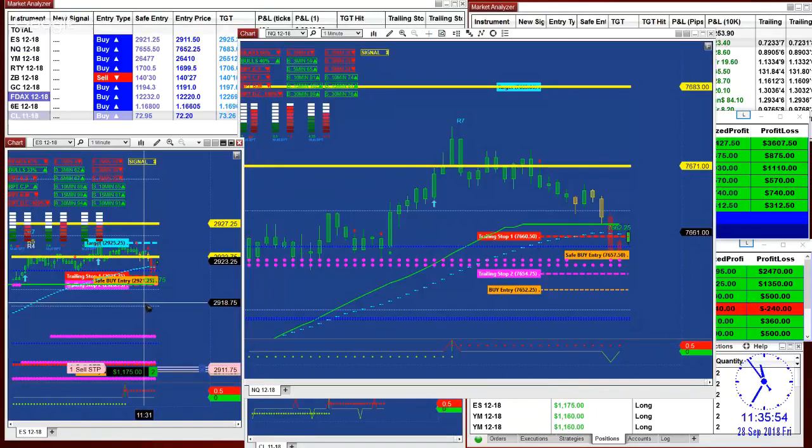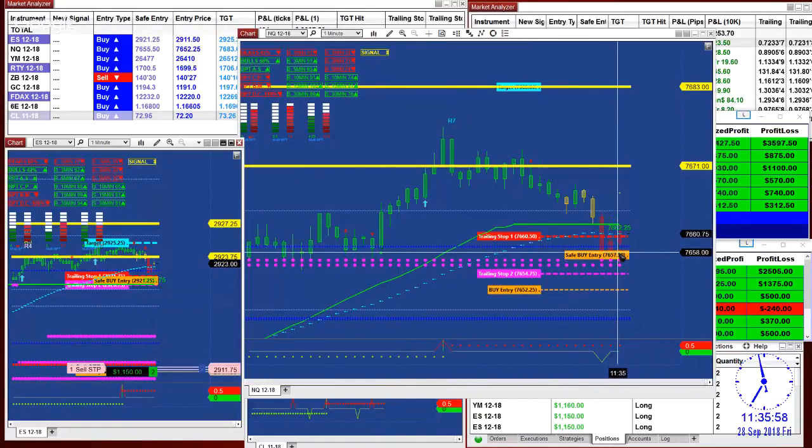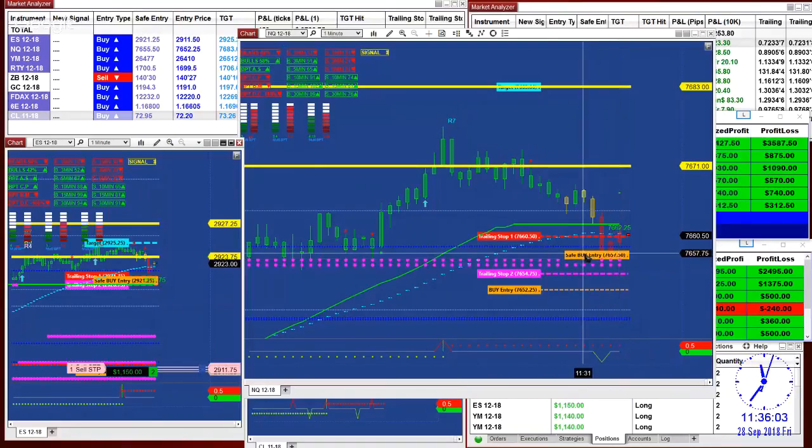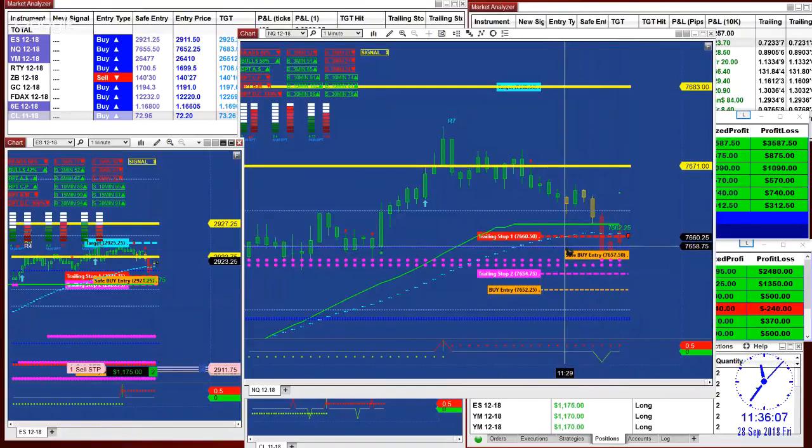Because once this market gets in here, like the ES and NASDAQ, if this market breaks those areas here, that means officially the NASDAQ and the ES is no longer long. Now we are getting a new short signal. As long as the ES and NASDAQ stay above the safe entry, we are long. We're thinking long. We're not thinking short.